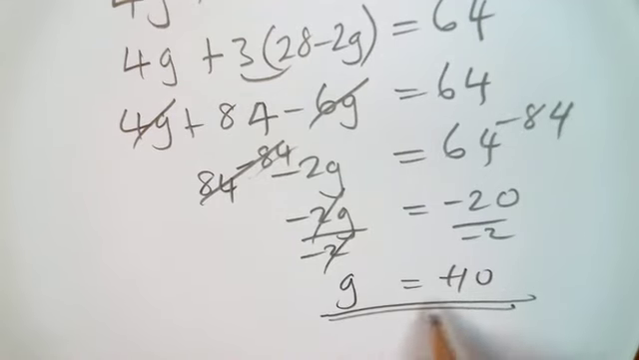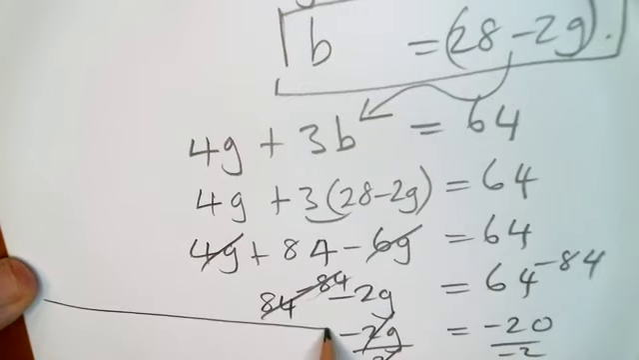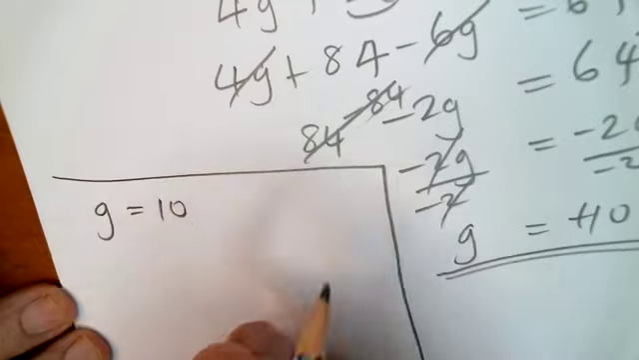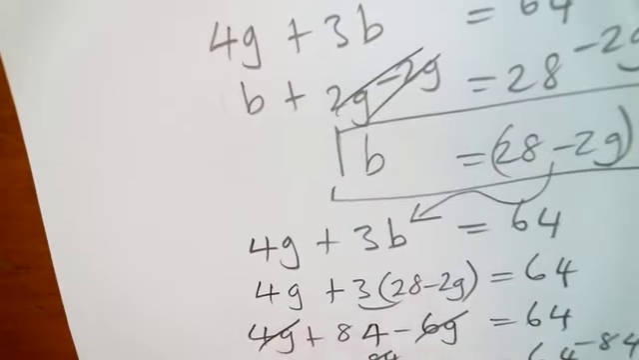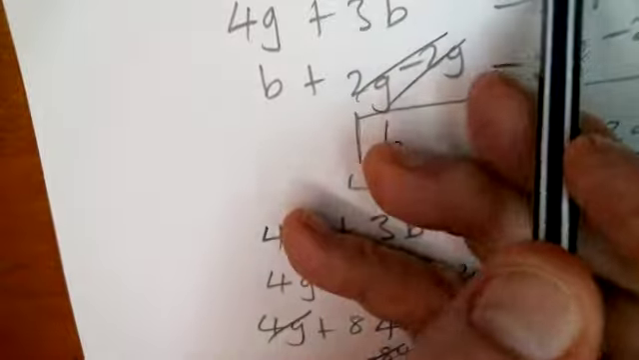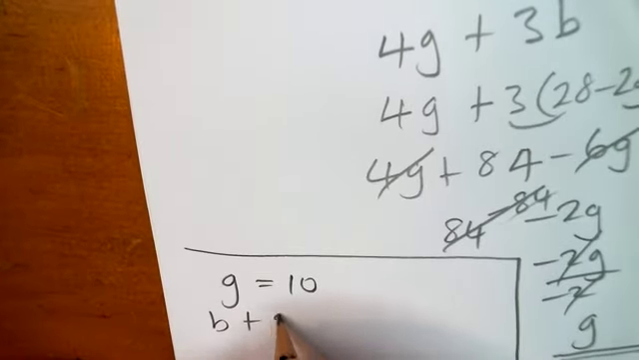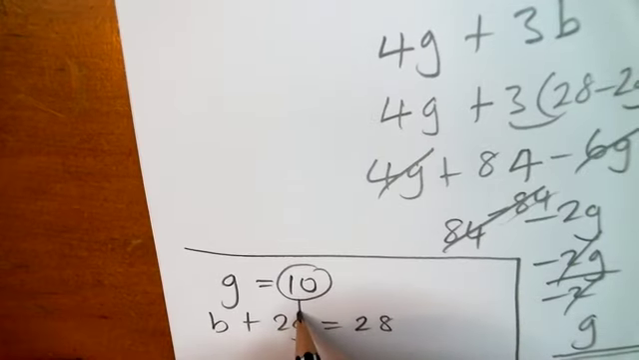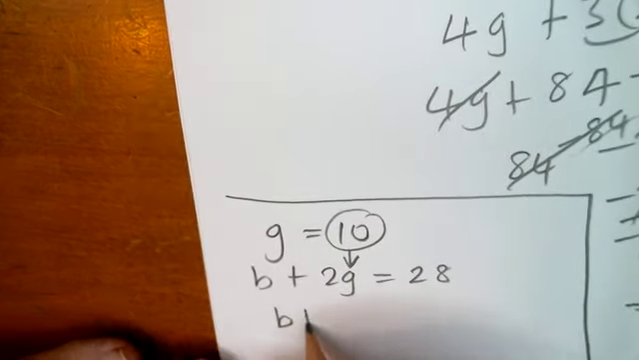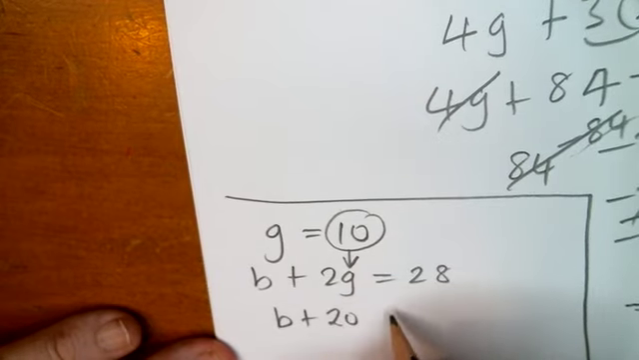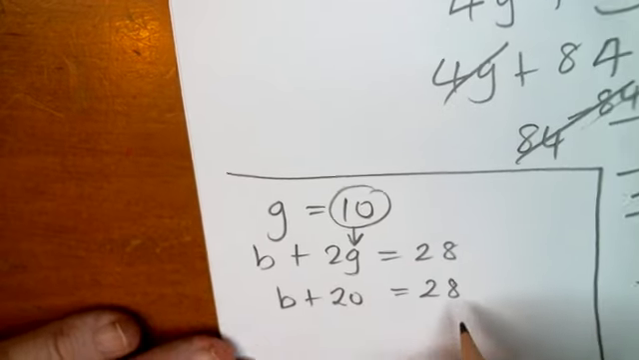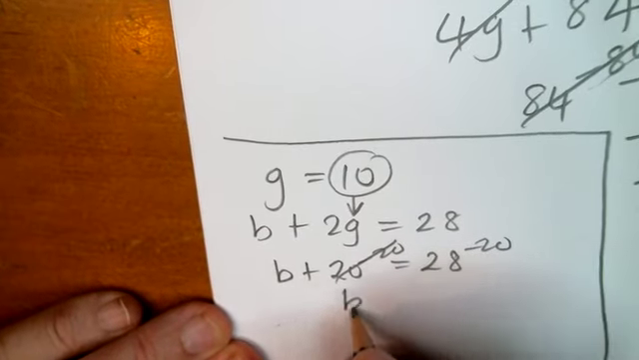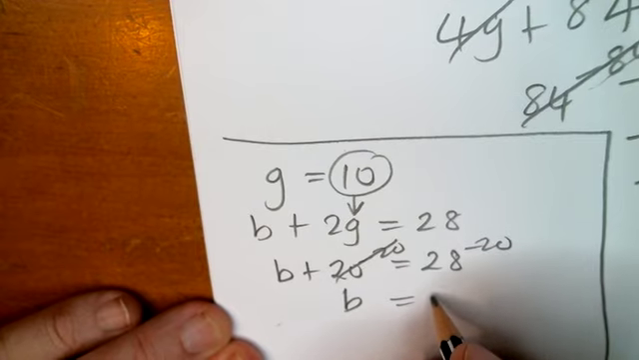All right. So now we know what the girl's age is. Let's find the boy's age. So I'll make a little sidebar here. G is equal to 10. Let's find the boy's age. So I'm going to take B plus 2G equals 28. But we know that G is equal to 10. So B plus 20 now, because 2 times 10 is 20, is equal to 28. If I subtract 20 from both sides, B is equal to 28 minus 20, which is 8.